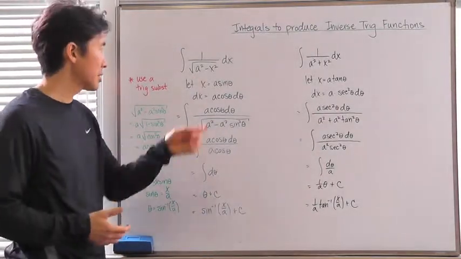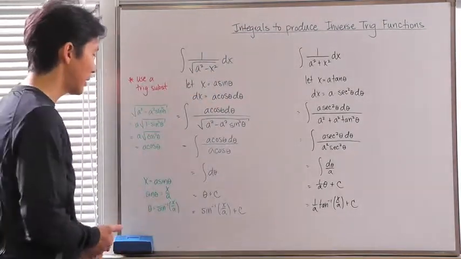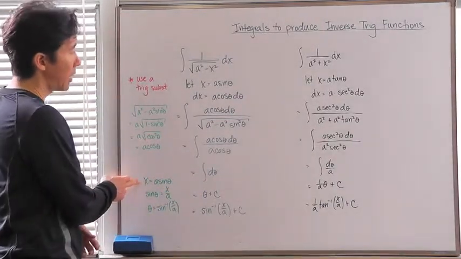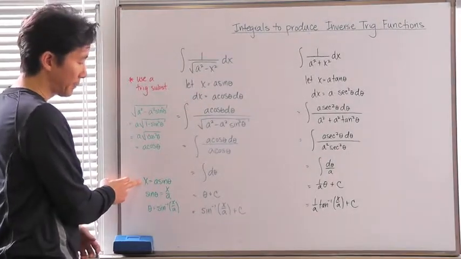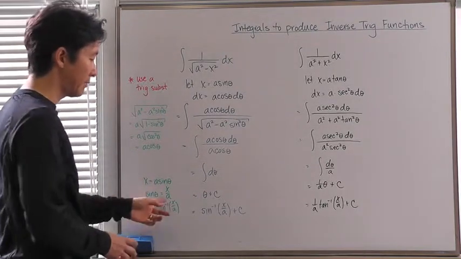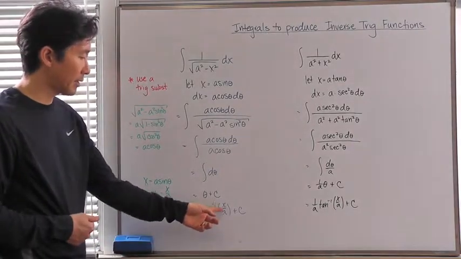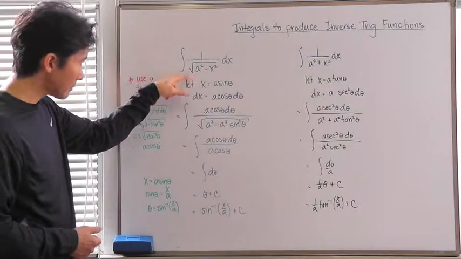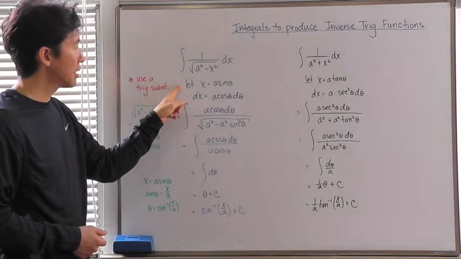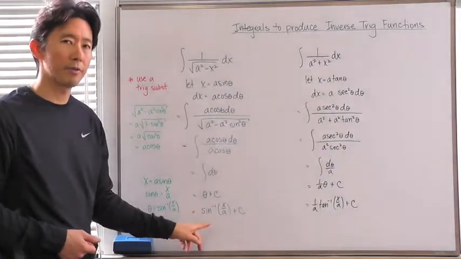Now remember, the original question was in terms of x and this parameter a. So I need to change theta in terms of x and a. I know that x was equal to a sine theta, so sine theta is equal to x over a. That means theta is equal to the inverse sine of x over a. So what I have is inverse sine of x over a plus c. If I start off with something that looks like this, by using a trig substitution, I can integrate and come up with one of my inverse trig functions.